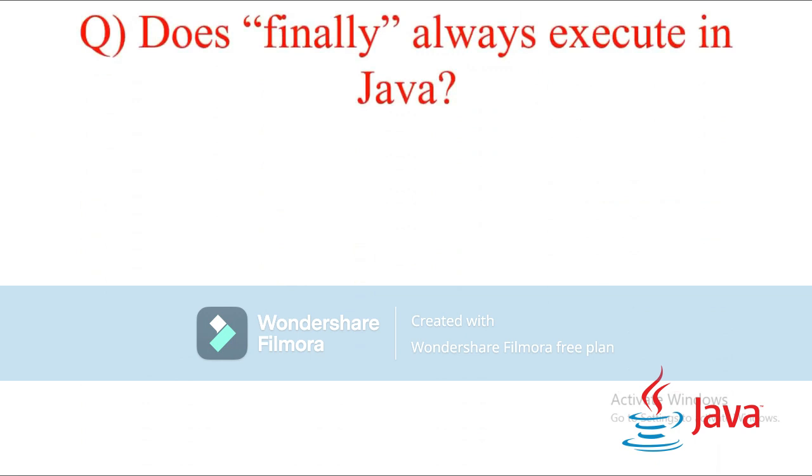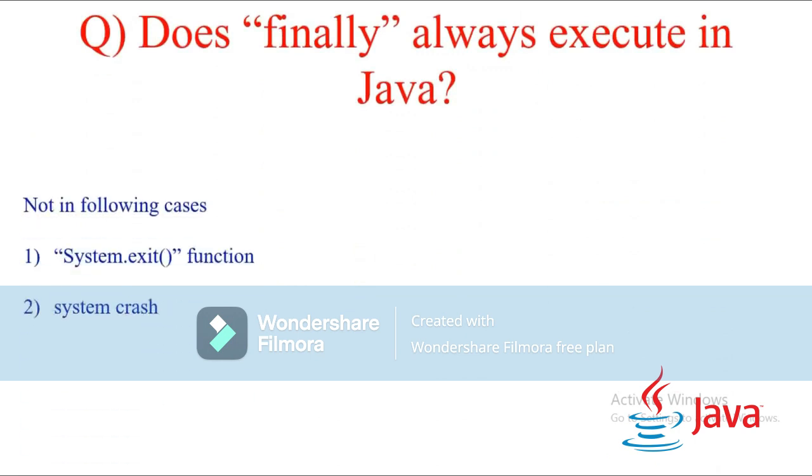The next question is, does finally always execute in Java? We know that the finally block is something which executes whenever an error happens. So even if your try catch happens or not, this finally will always execute. But there are two cases when the finally block does not execute. The first is System.exit and the second is a system crash. Whenever your system crashes, the finally block does not execute. And secondly, whenever you explicitly call the System.exit function, in that case, the finally won't execute. So these are the two conditions, only two conditions.